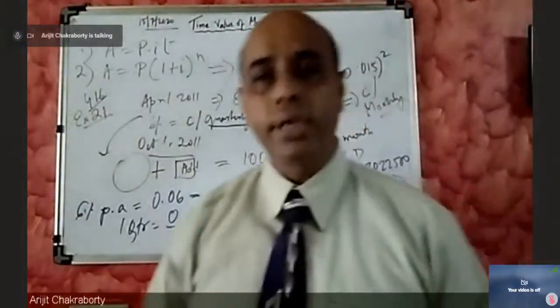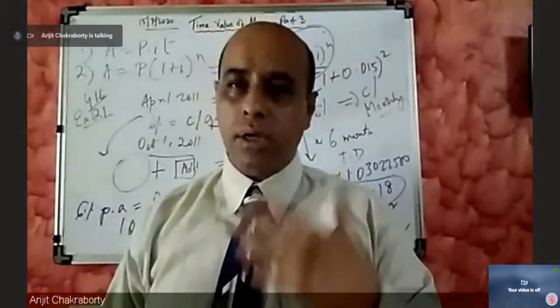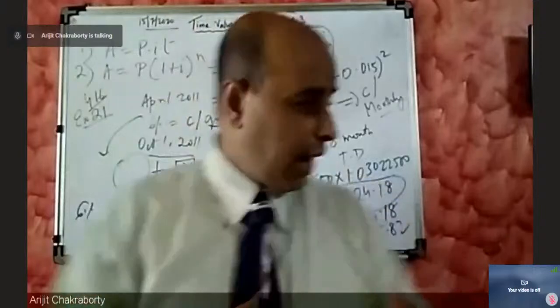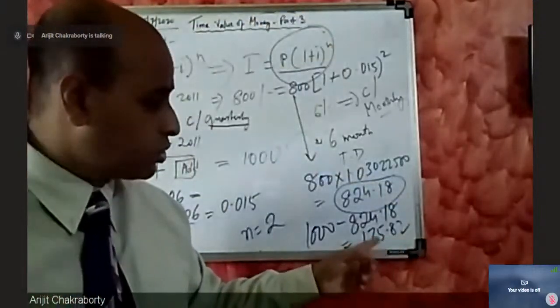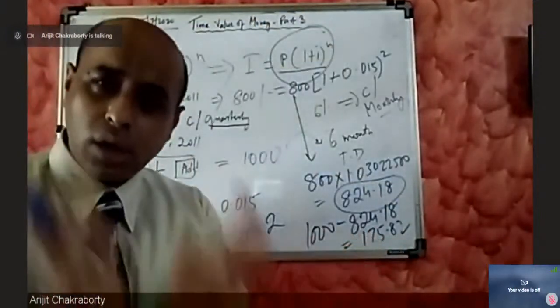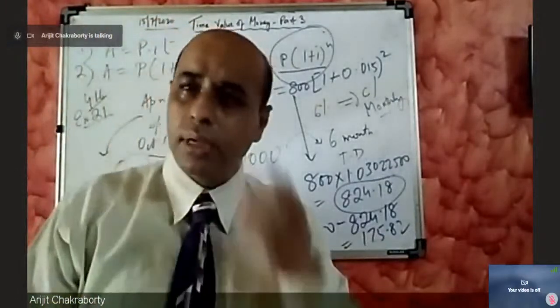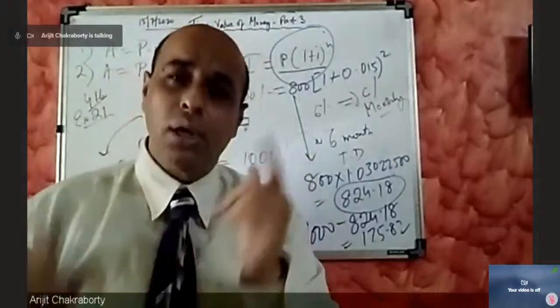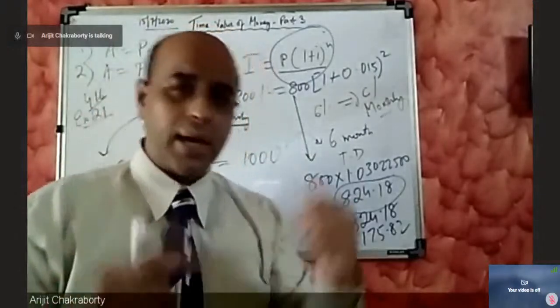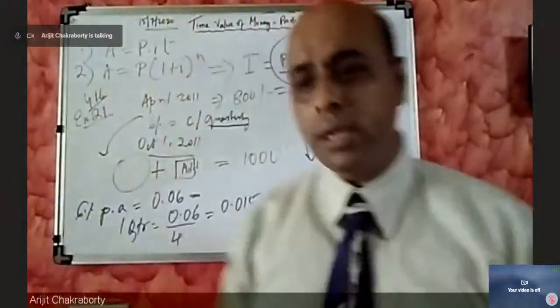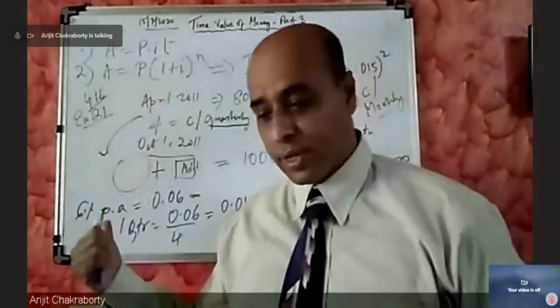175.82 is the additional amount of money which he brought from his own source of fund, added to make the amount 824.18, got 1000 rupees, and on 1st October opened a new account which was a time deposit account for 6 months with that 1000 rupees. I hope it is clear as crystal, right? Now this was the first part.